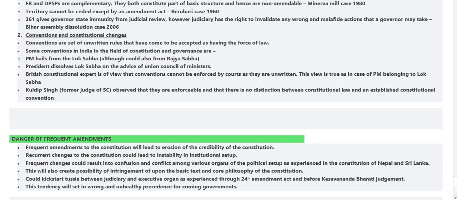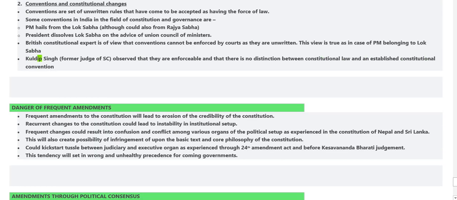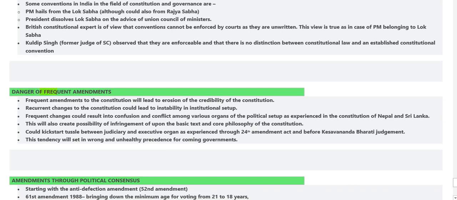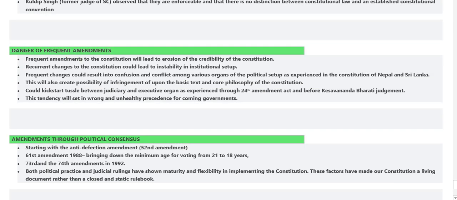Conventions and constitutional changes. Conventions are a set of unwritten rules that have come to be accepted as having the force of law. Some conventions in India in the field of constitution and governance are: PM hails from the Lok Sabha, although could also be from Rajya Sabha. President dissolves Lok Sabha on the advice of Union Council of Ministers. A British constitutional expert is of the view that conventions cannot be enforced by courts as they are unwritten. This view is true as in case of PM belonging to Lok Sabha. Kuldip Singh, former judge of SC, observed that they are enforceable and that there is no distinction between constitutional law and an established constitutional convention.